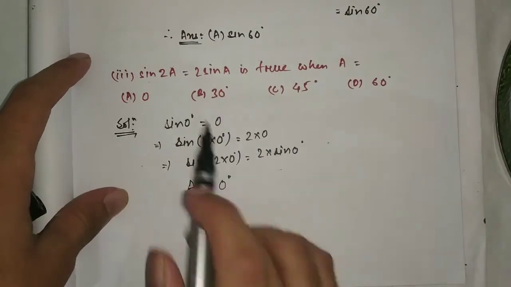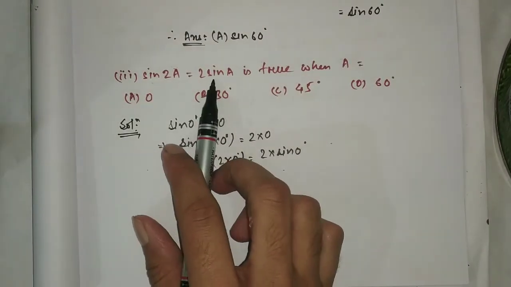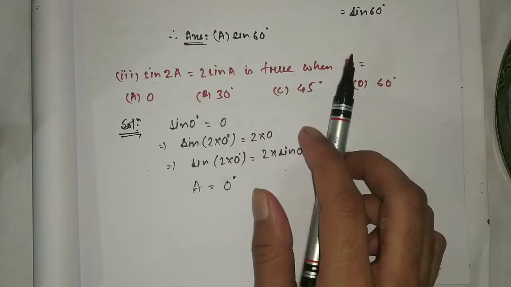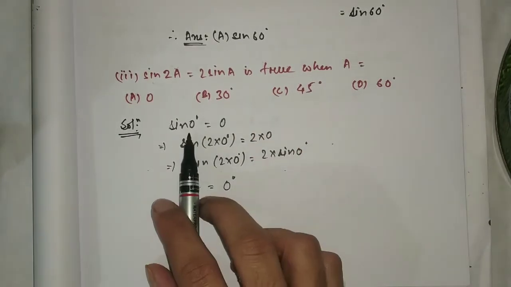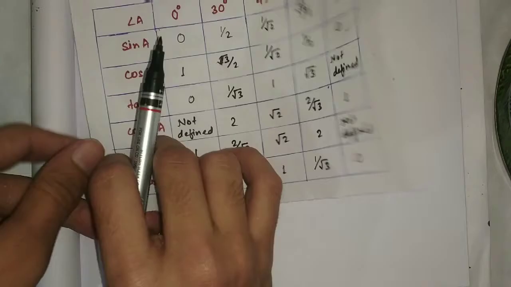Now the next problem. Here it is given sin 2A is equal to 2 sin A, and we have to find the value of A. We know that sin 0 degree is 0 from the table. Sin 0 degree is 0.